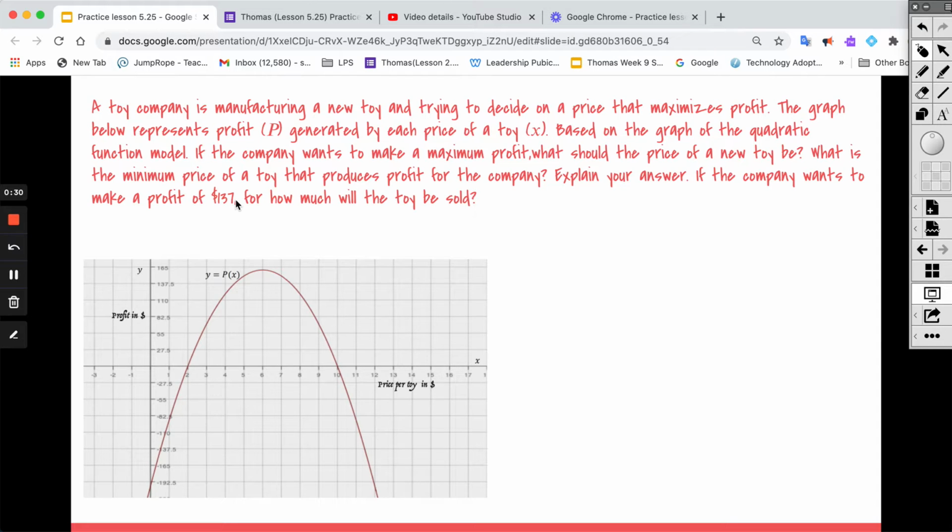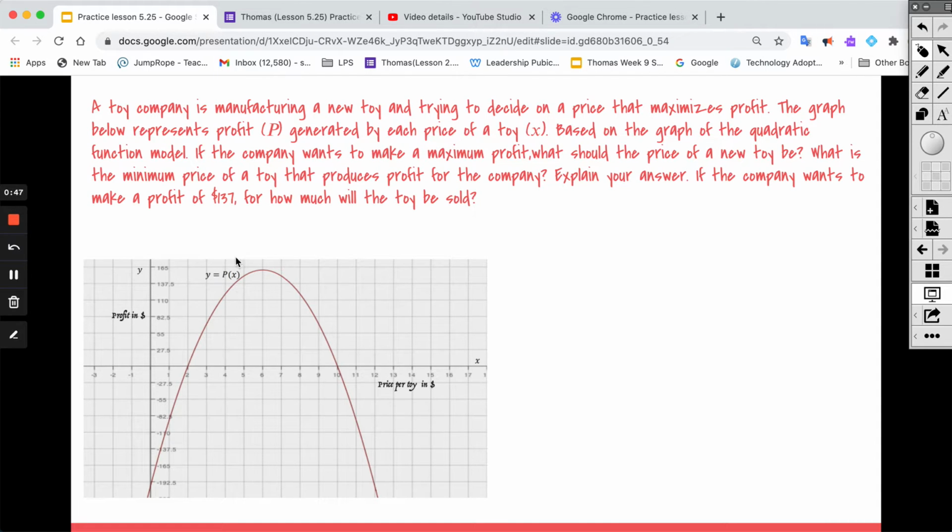And then what's the minimum price of a toy that produces profit for the company? Explain your answer. If the company wants to make a profit of $137, how much will the toy be sold for?